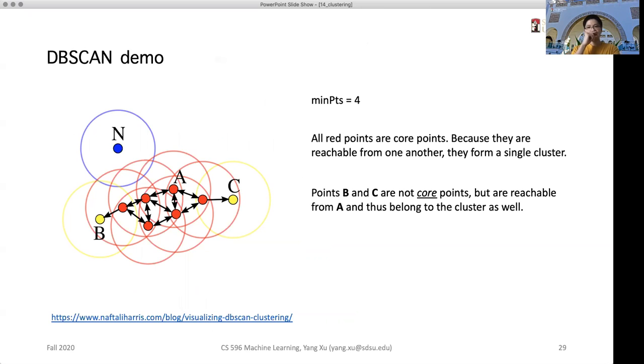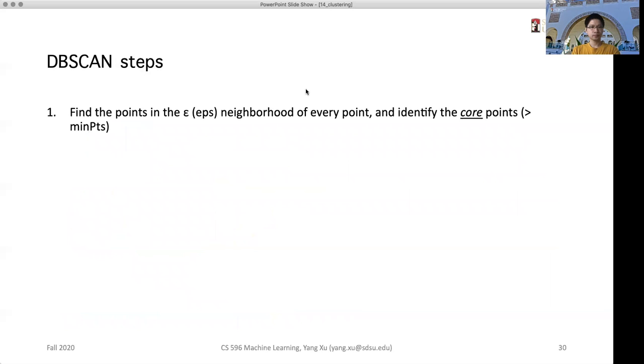And the points B and C, they are not core points, but they are reachable from A. So in this sense, they can also belong to the cluster, because they are reachable to the core point A. But the point N is an outlier because it is neither a core point nor a directly reachable data point. Okay. So in the next few slides, we have a more complete example.